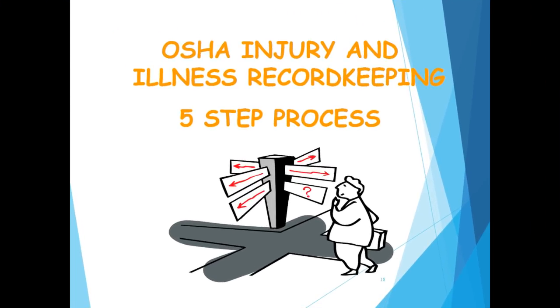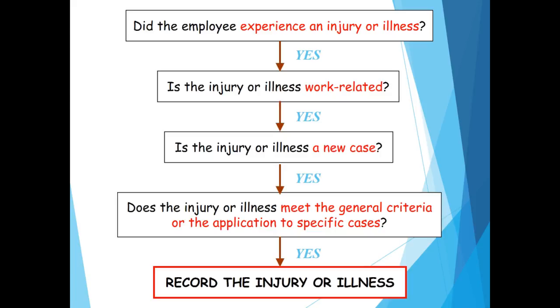So it's a 5-step process, and this is how you determine what goes into your injury and illness logs. Number 1: did the employee experience an injury or illness? Number 2: is that injury or illness work-related? Number 3: is that injury or illness a new case? Number 4: does the injury or illness meet the general criteria or the application of a specific case? And then if all those are yes, you're going to record it as an injury or illness.